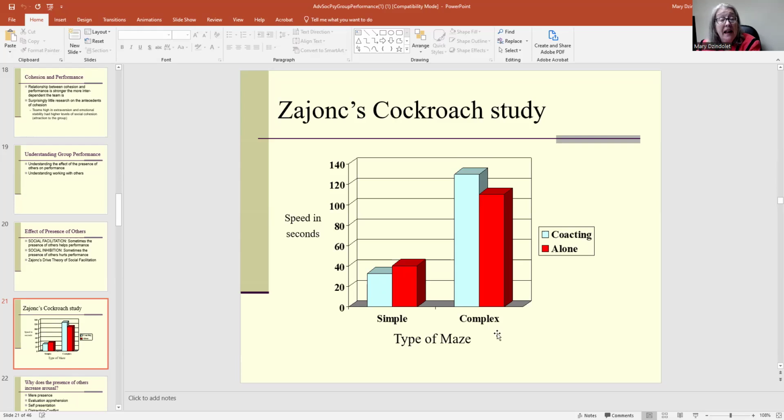But for a complex maze, this maze is going to be more difficult. And remember, on these difficult, not well-rehearsed, new, novel tasks, your dominant response is going to be wrong or incorrect. So the presence of others is going to hurt performance. And you could see it took them longer to solve the task, to run through the maze, than it did when they were working alone. Okay? So that's one thing.